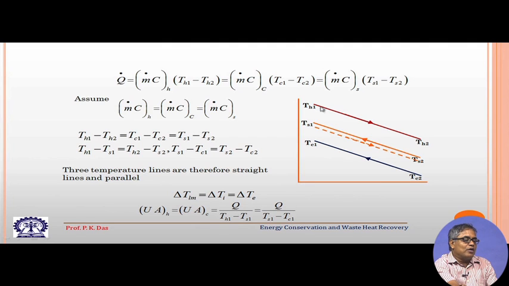TH1 minus TS1 is called delta T. So, delta T is the same along the entire length of the heat exchanger, from one end to the other end. So, the three temperature lines are straight lines and parallel. Delta T LM, which could be called LMTD or mean temperature difference, is equal to delta T I, the temperature difference between the two fluids at the inlet, which is equal to delta T E, the temperature difference between the two fluids at the exit.